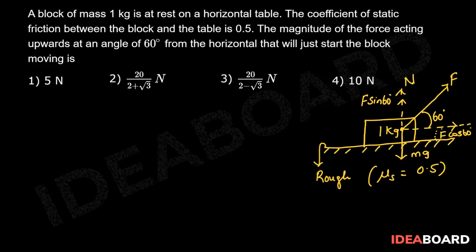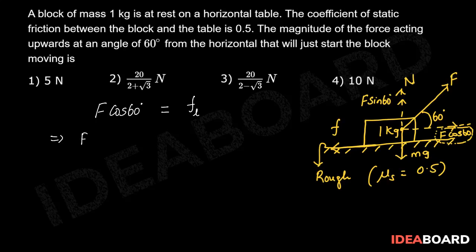Because of F cos 60 degrees, there starts a relative motion between the block and the rough surface. So a frictional force comes into play which tries to oppose that motion. So the direction of this frictional force will be towards the left. Now for the block to start moving towards the right, F cos 60 degrees should be at least equal to the limiting friction.